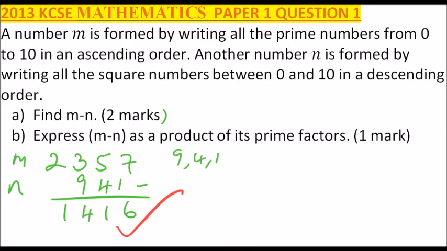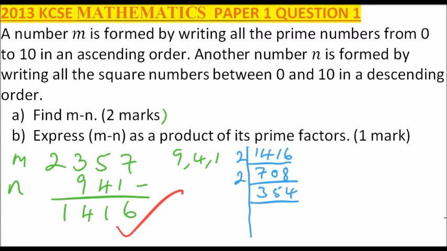Number 2, we have to express m minus n as a product of its prime numbers. So we can draw our diagram there and say this is our number 14,16. We divide by 2, we will get 708. You can use your calculator to do that. You divide by 2 again, you get 354. You divide by 2 again, you get 177.